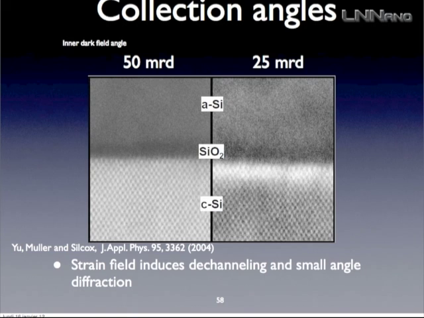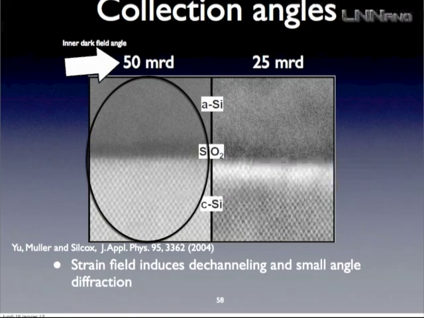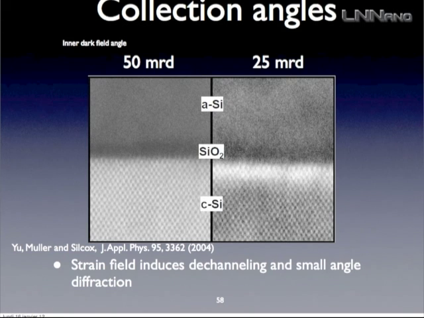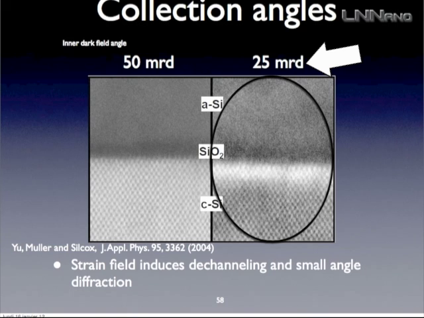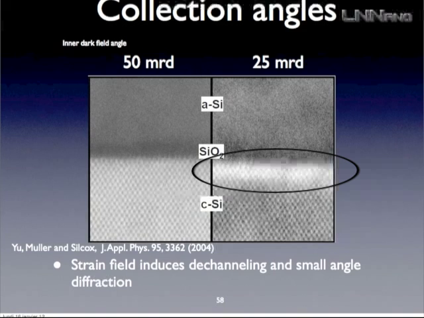Anyway, in this case where you have a large angle, it's almost only a Z-contrast signal, and you don't see much of the interface. But here, where you have small angles, you have a lot of black spots, maybe it's a low zone, I don't know exactly, but maybe it's a black spot. Just at the interface, you see that the contrast is totally different.